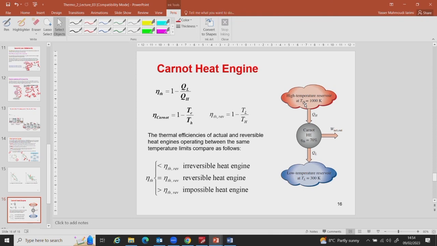No. 100 over 150, yes. Or 1 minus 50 over 150, or 1 minus 100 over 150. The one that you wrote is correct.